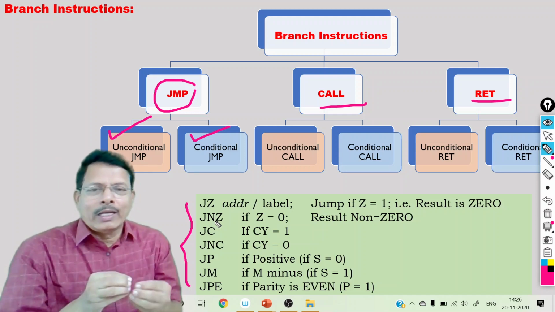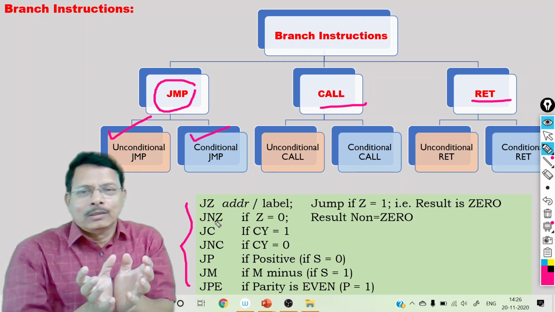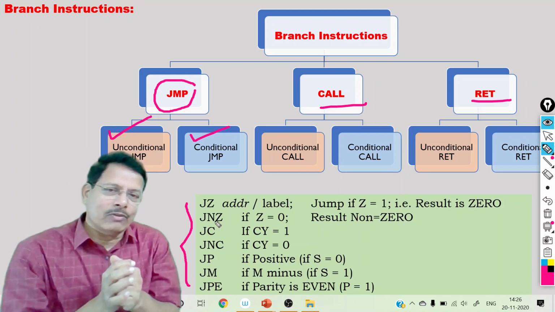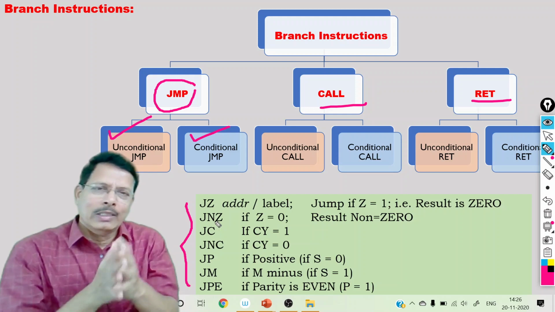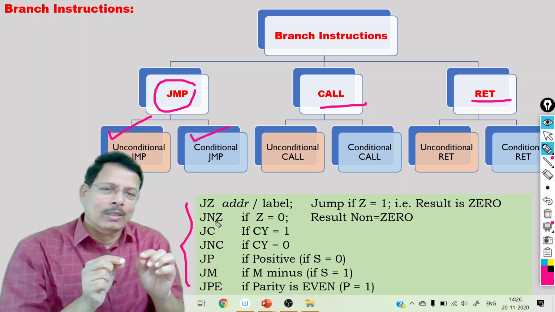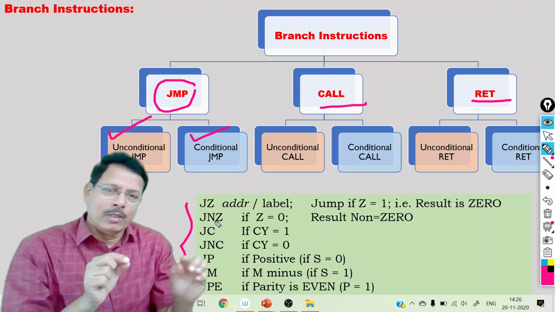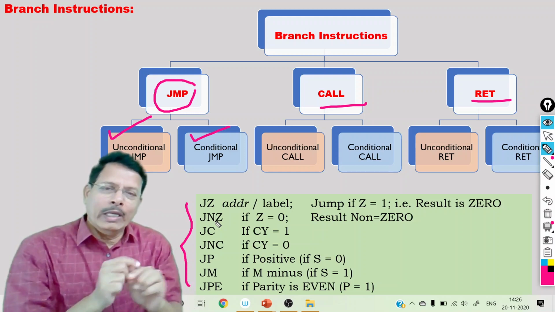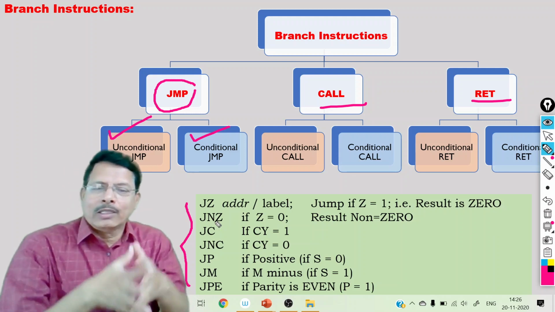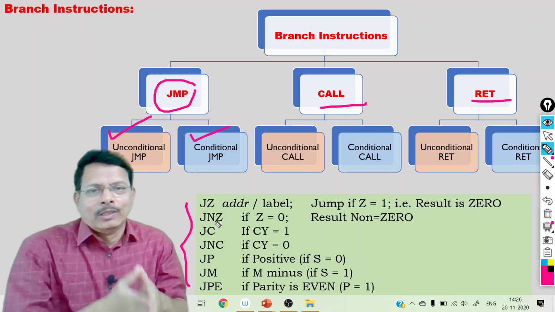So you can embed some condition in that jump instruction. For example, here it is JZ, J for jump, Z for zero. That means the control will be transferred. Jump will occur only if that specified condition is met. Otherwise, it continues the main program.